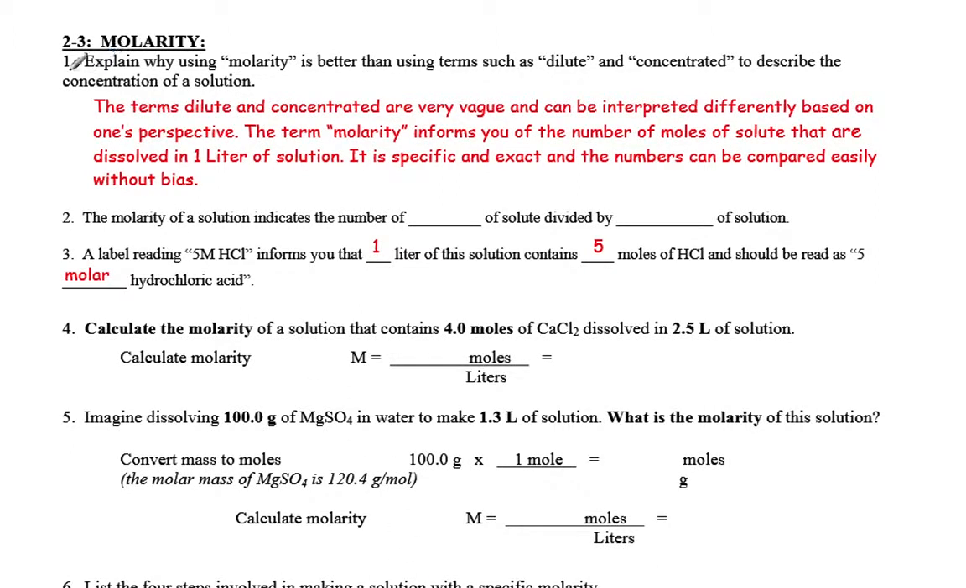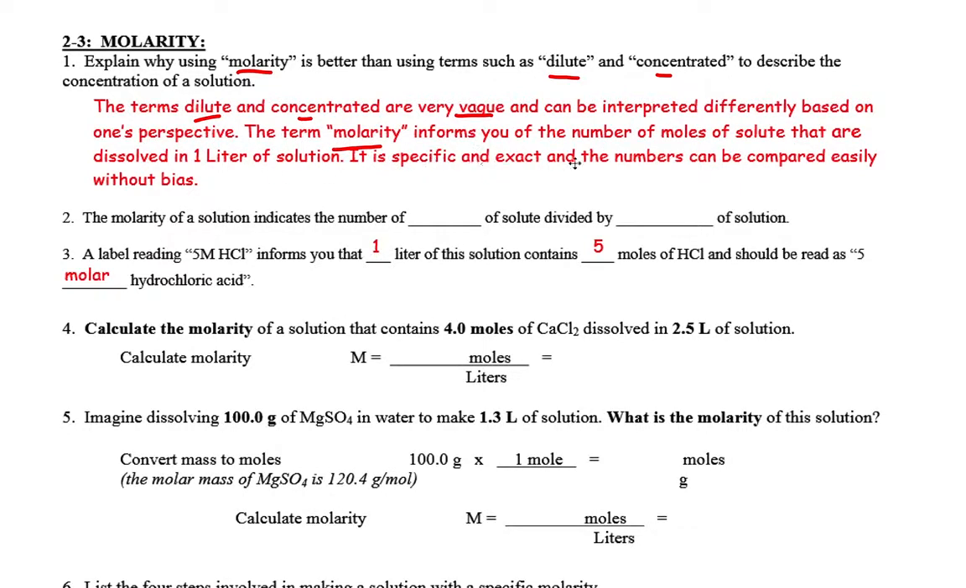All right, so let's talk 2-3, molarity. The first question asks why using molarity, the mathematical way to express concentration, is better than using the terms dilute and concentrated. Those terms are very vague, meaning we could have different interpretations of what dilute or concentrated actually means based on our own perspective.